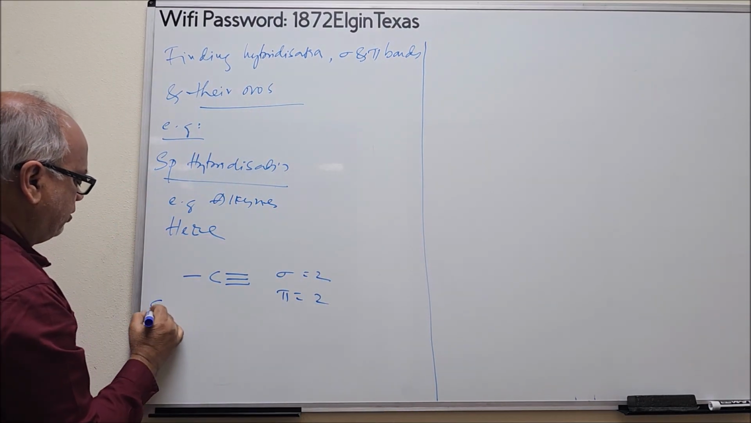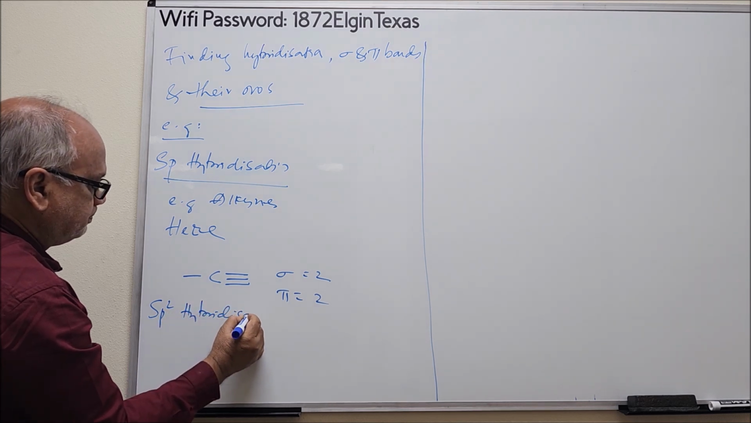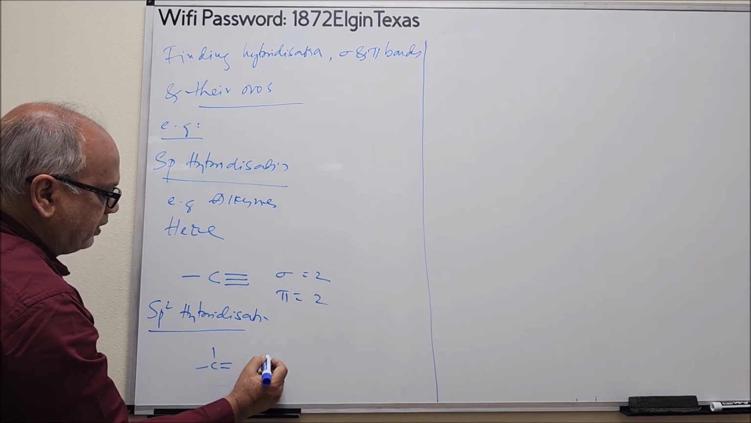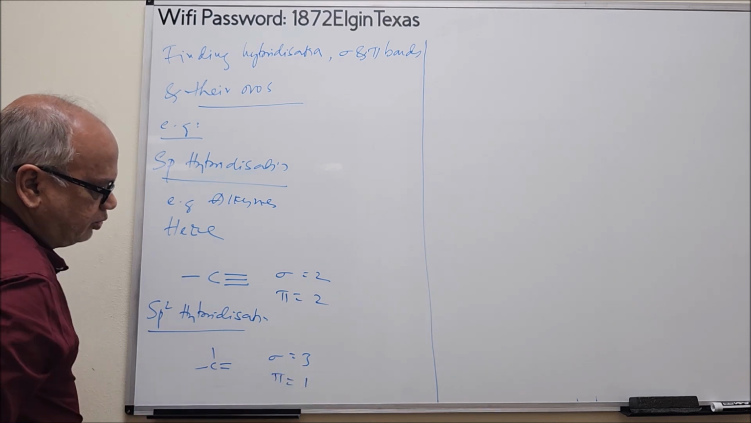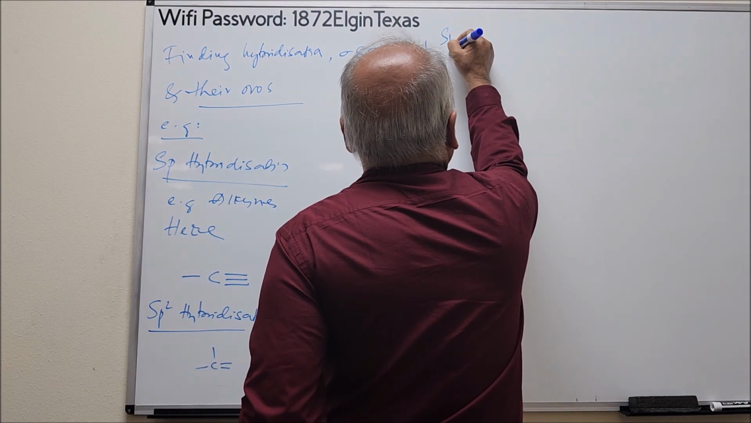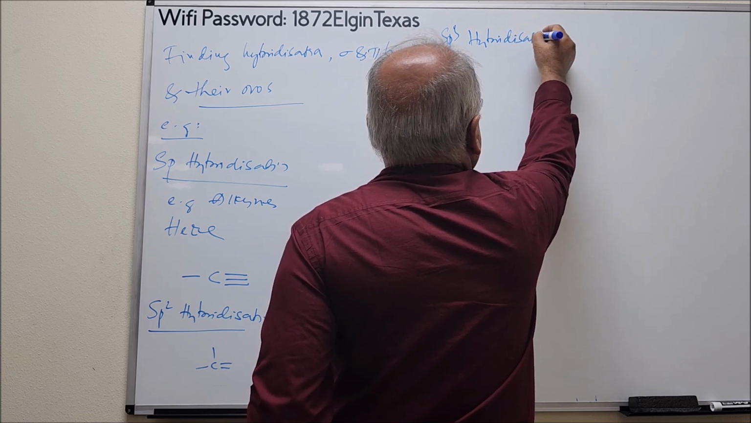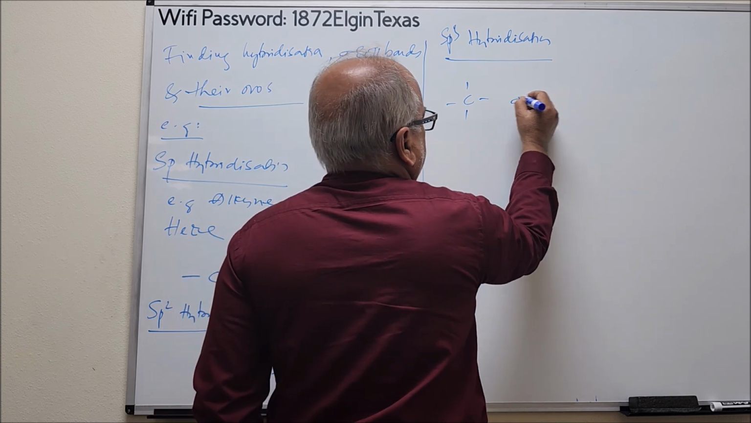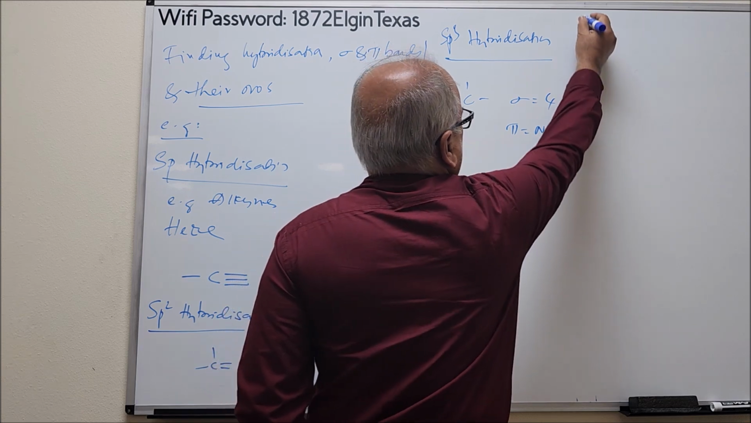If you take sp2 hybridization, here sigma bonds are 3 and the pi bond is 1. Totally 4 bonds in every carbon atom. If you take sp3 hybridization, sigma bonds are 4, pi bonds are nil.